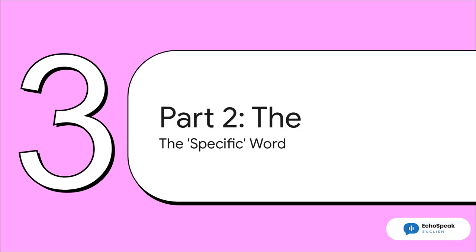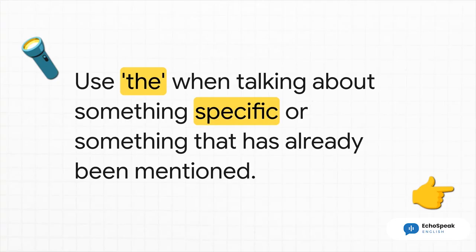Okay, so a and an are for introducing new, general things. But what happens after the introduction? Well, that's where the other side of the coin comes in, our specific word, the. The is like a spotlight. You use it when both you and your listener can point to the exact same thing. It's a signal that there's shared knowledge. It's no longer just any noun, it's that specific noun we both know about.